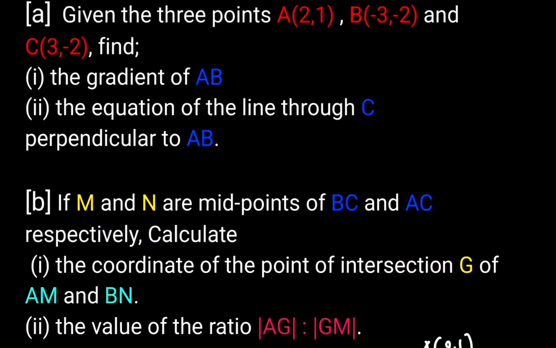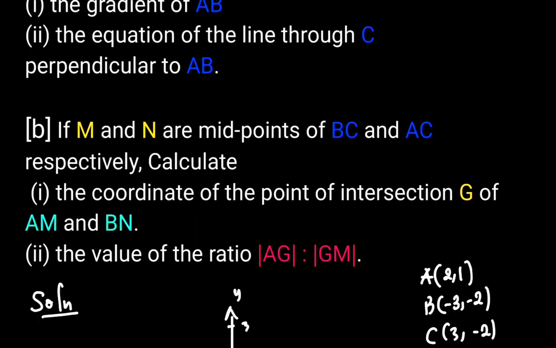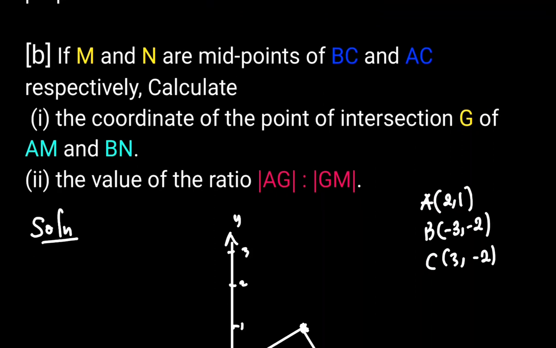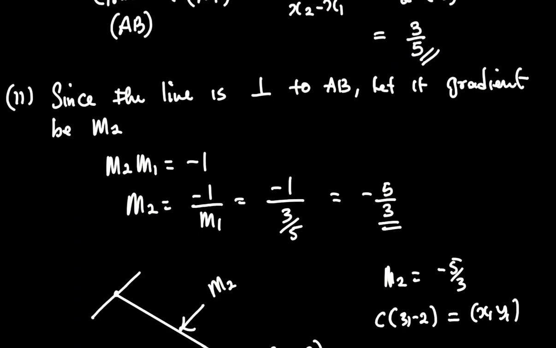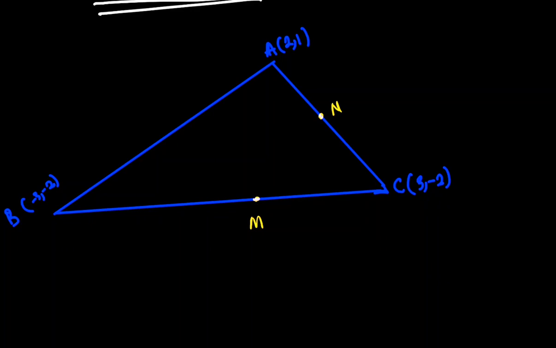Now let's hear what the question is talking about. M and N, of course, we've gotten that. It now says we should calculate the coordinate of the point of intersection G of AM and BN. This is AM, and this is BN. The point of intersection, which is this place, is G. So the question states that we should find the coordinate of the point of intersection of this.